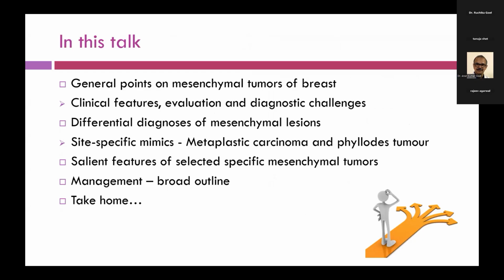So this is a brief outline of my talk today. I'll initially cover some general points on mesenchymal tumors of breast. Then I'll start off with the most important differential diagnosis of mesenchymal lesions, particularly the site-specific mimics, that is metaplastic carcinoma and Phyllodes tumor, which will keep popping up throughout our discussion henceforth. And actually, the list of mesenchymal tumors is very big and exhaustive. But for want of time, I'll be discussing the salient features of selected specific mesenchymal tumors, particularly the ones mentioned in the WHO Breast Tumor 5th edition. Then we'll just have a broad outline on the management.